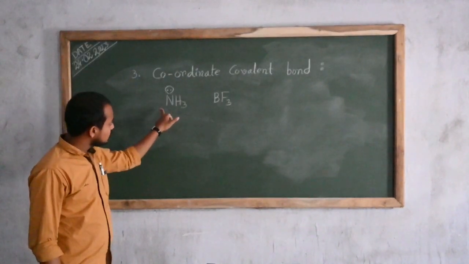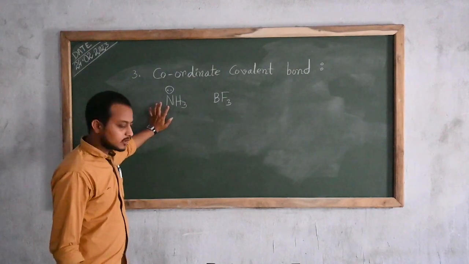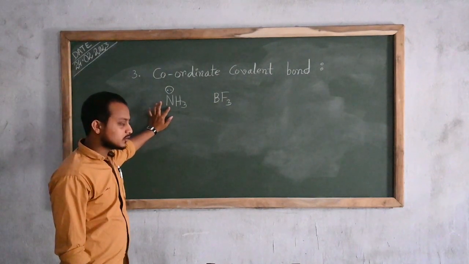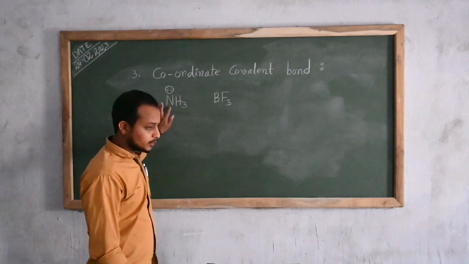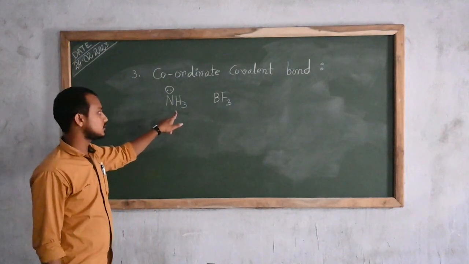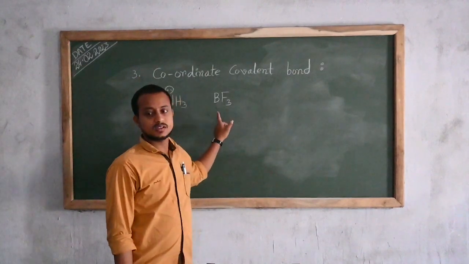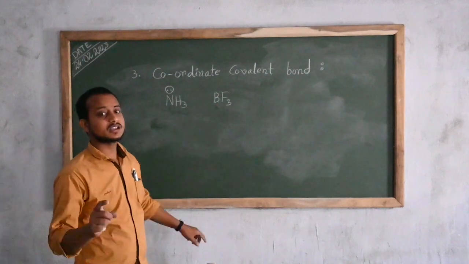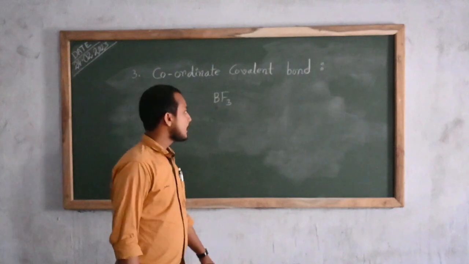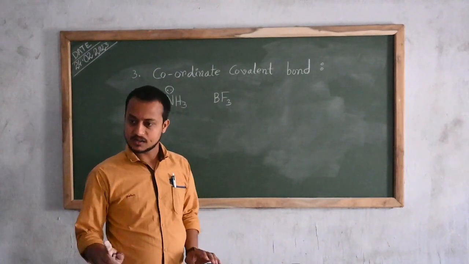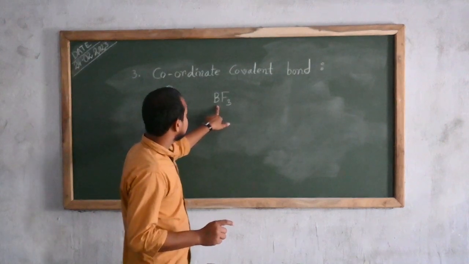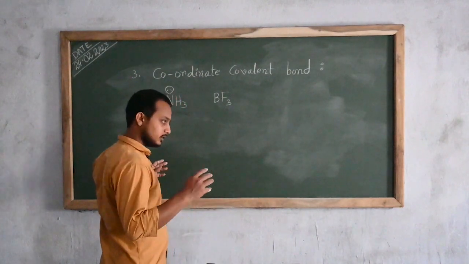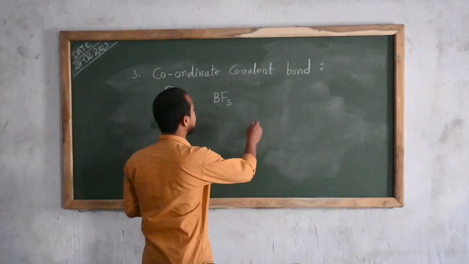The central atom in this compound is nitrogen. Nitrogen is fully satisfied, that means nitrogen is in the octet stage, but in BF3 the atom B is not in the octet stage; it is in a sextet condition. So B has an electron deficiency. To satisfy it, NH3 and BF3 interact with each other.